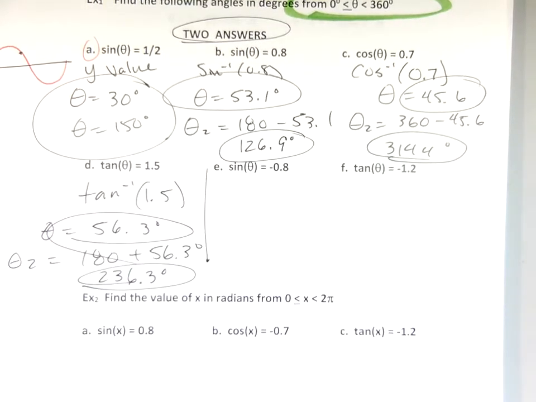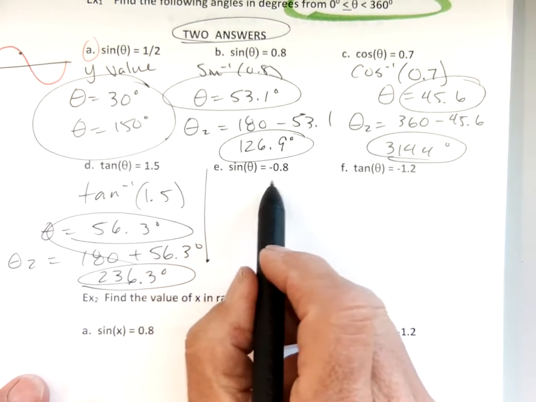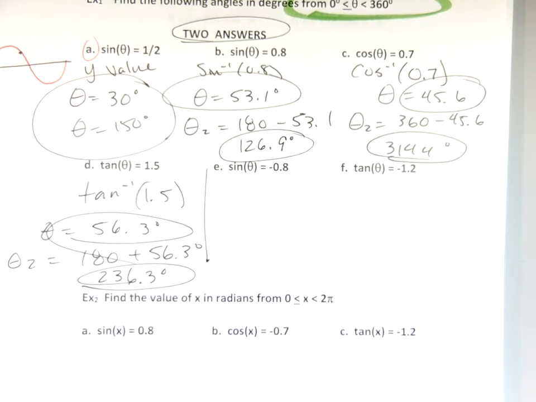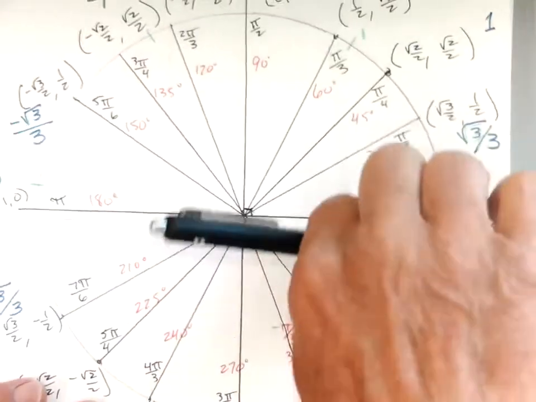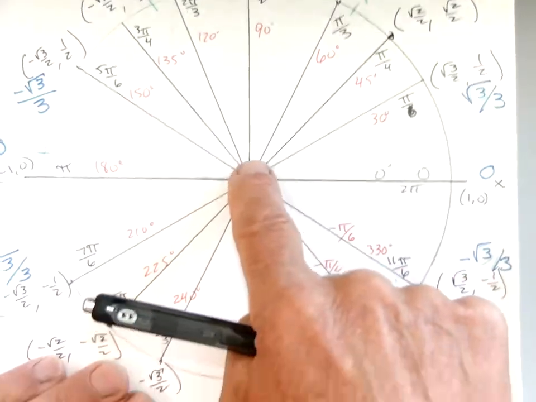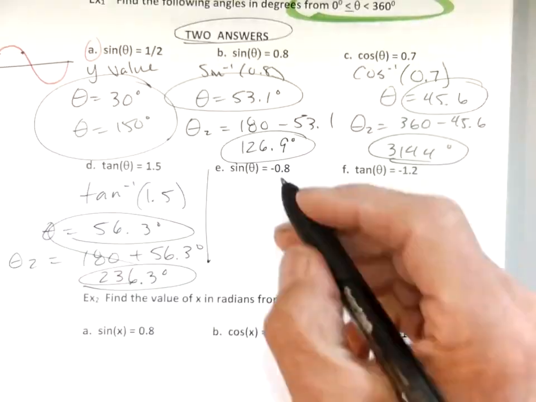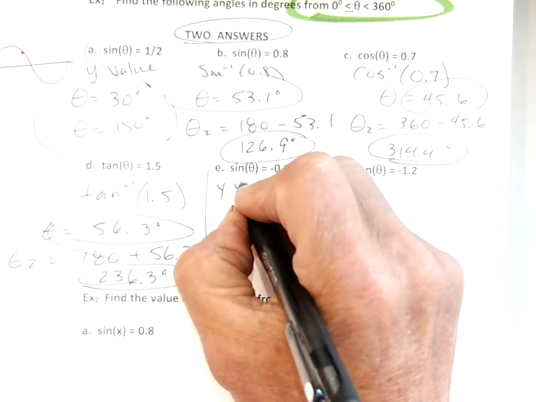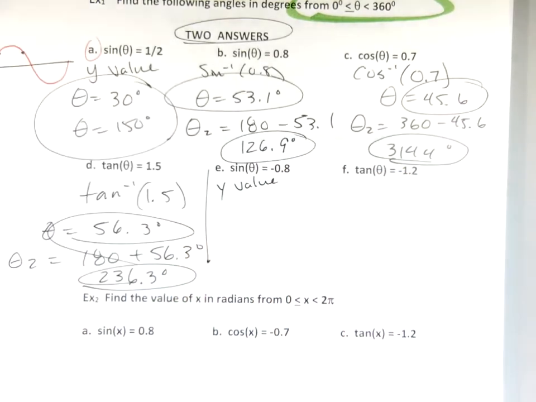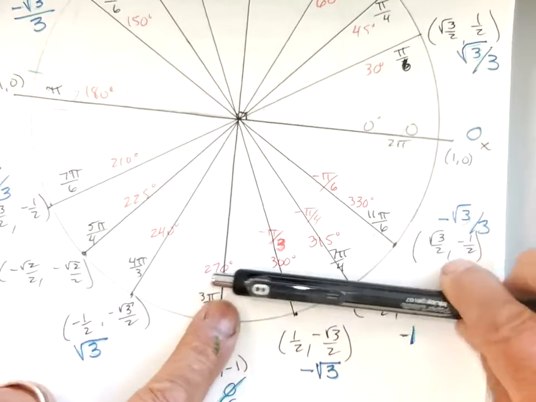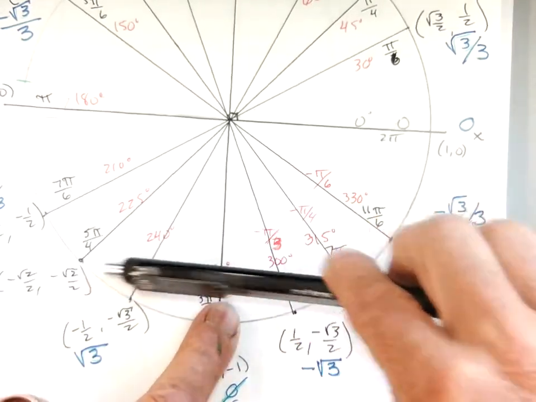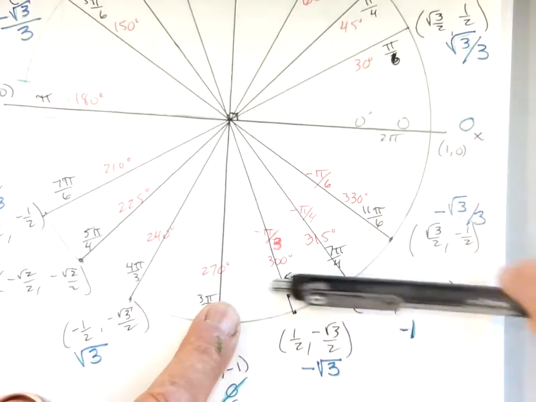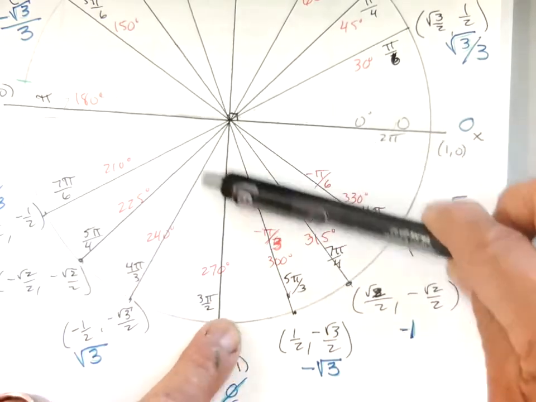Here we go. Sine of negative 0.8. Well, okay, again, it's not on the unit circle. I know that it's a y value, so it's got to be down here. Okay, sine is a y value. Negative 0.8 would be down here somewhere, so I should have two angles over here. Oh gosh, maybe about 230 degrees, and maybe the other one's going to be about 320 degrees. I don't know, but negative 0.8 is down here.